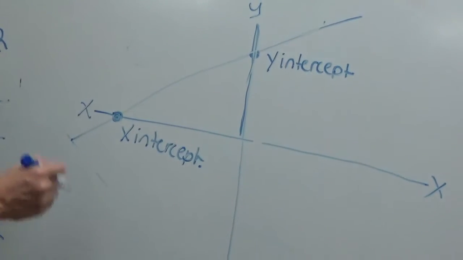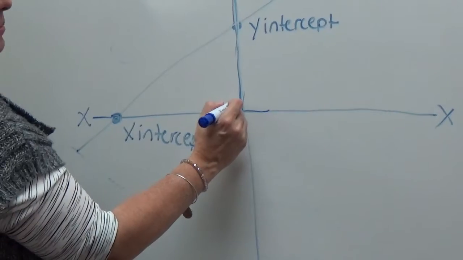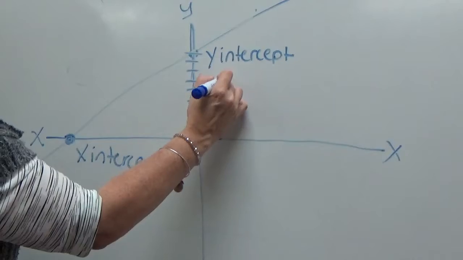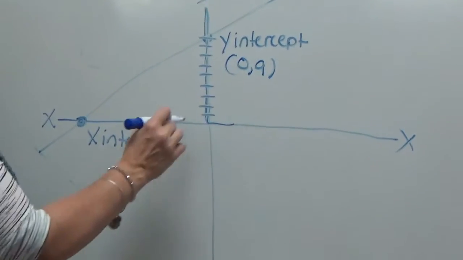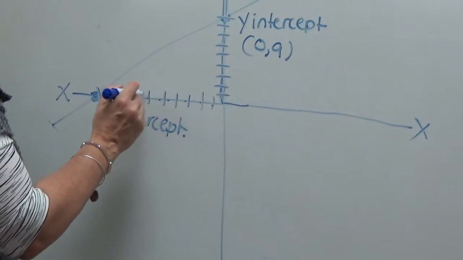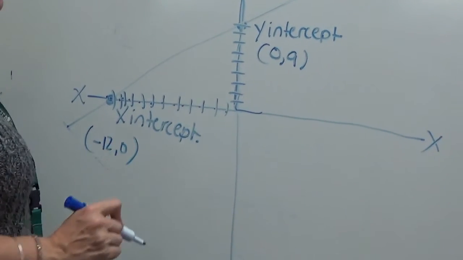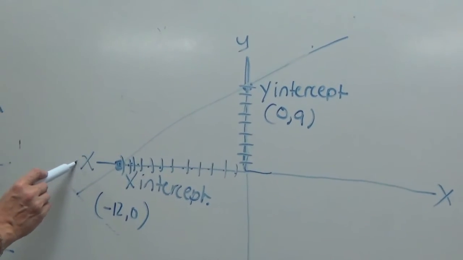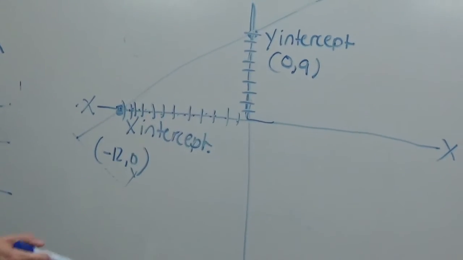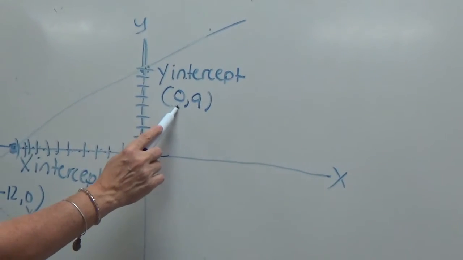x-intercept, okay? So if you notice, if I was graphing this point, let's take a guess at what this might be. 3, 4, 5, 6, 7, 8, 9. This probably is like 0, 9. That's my coordinates. This one is probably 1, 2, 3, 4, 5, 6, 7, 8, 9, 10, 11, 12. Negative 12, 0. If you notice, when it crosses the x-intercept, your y will always be 0. When it crosses the y-axis, your x is always going to be 0.